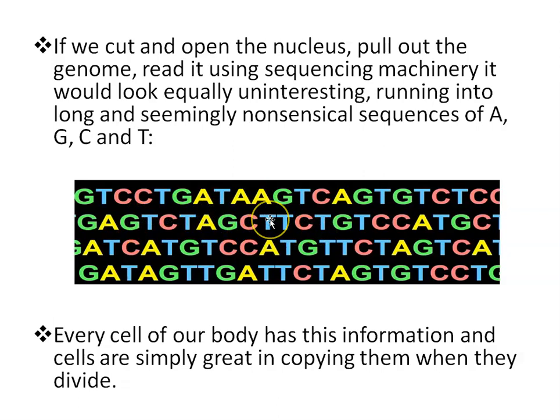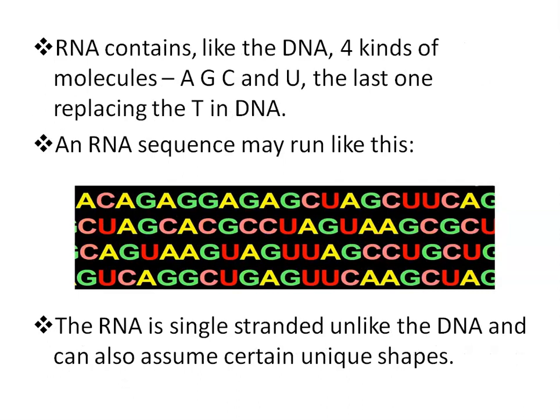Similarly, RNA. RNA contains, just like DNA, four kinds of molecules: adenine, guanine, cytosine, and uracil, the last one replacing thymine in DNA. Means in RNA, the base uracil is present instead of thymine, which is present in DNA. So an RNA sequence may run like this, a string of four types of bases, right? RNA is single stranded, unlike DNA, which is double stranded, and can also assume certain unique shapes.